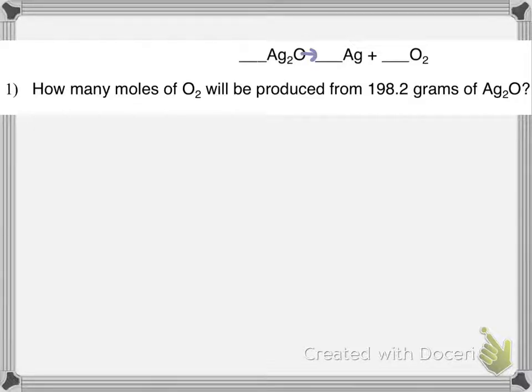I'm going to start by balancing my oxygens. There are 2 on my product side, so I need 2 on my reactant side. Well, that makes my silver 4. So I need 4 on my product side, and now everything is balanced.